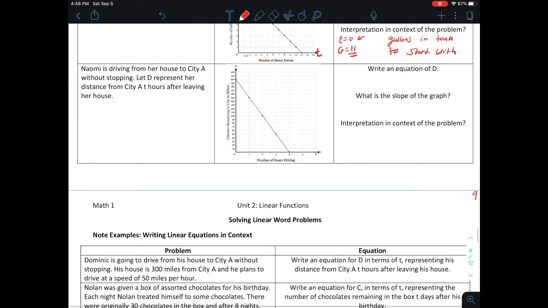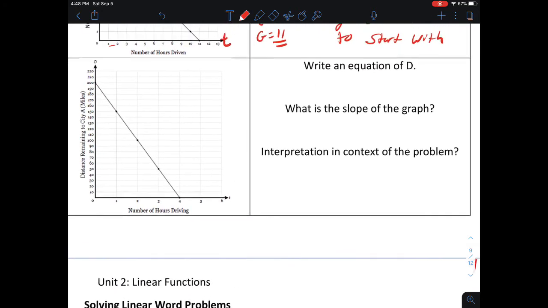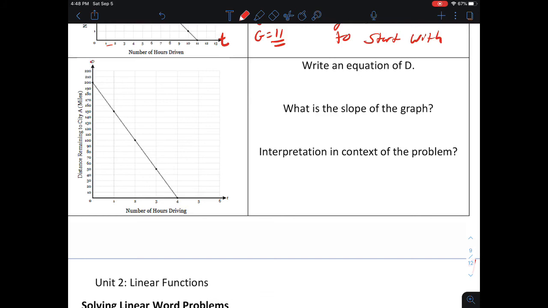Okay, let's do another one. So Naomi is driving from her house to City A without stopping. D represents her distance from City A after T hours from leaving her house. So D, the distance, is the vertical axis, and the length of the trip is the horizontal axis, T. We want to write the equation of D. So y equals mx plus b form.